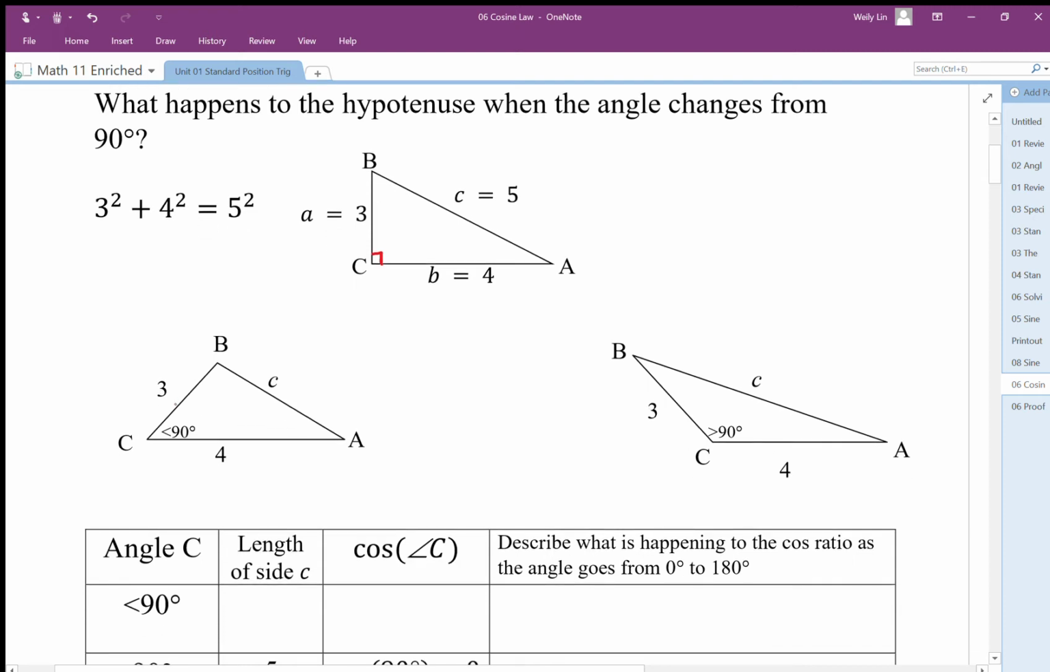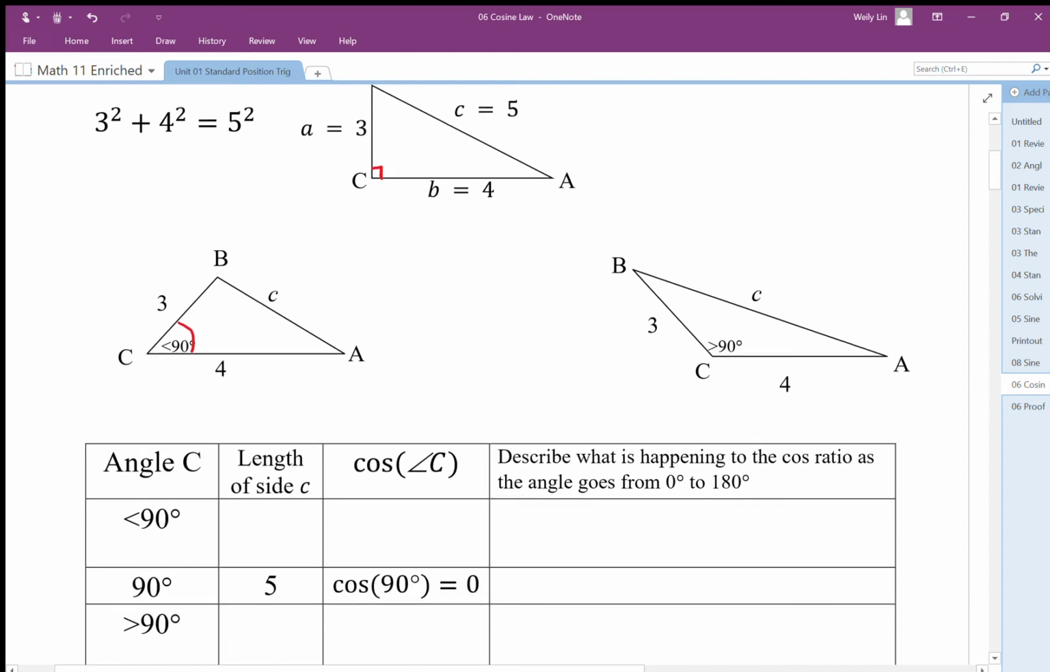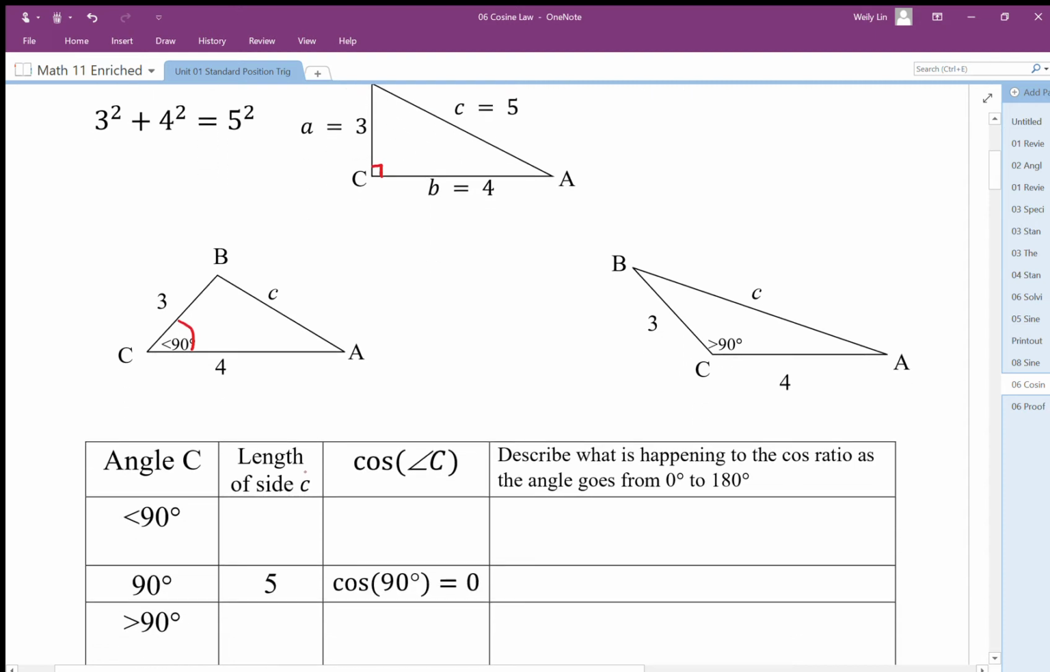Let's say that this angle here is less than 90 degrees. What would happen if we kept the same sides, 3 and 4? This is length 3, this is length 4. What's going to happen to that opposite side, side C? Well, we know from the sine law that as this angle shrinks, this side length will get smaller. So the side length is going to be less than 5.